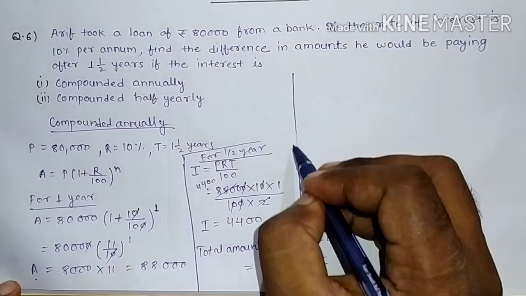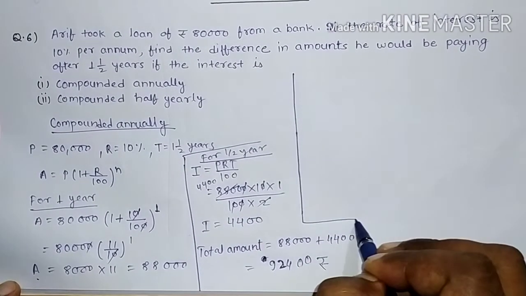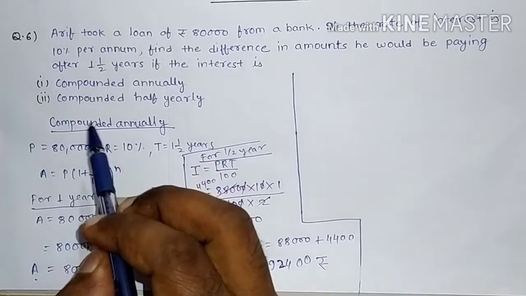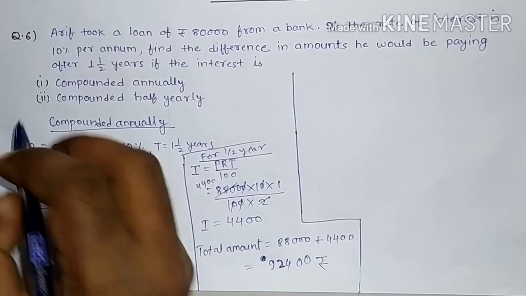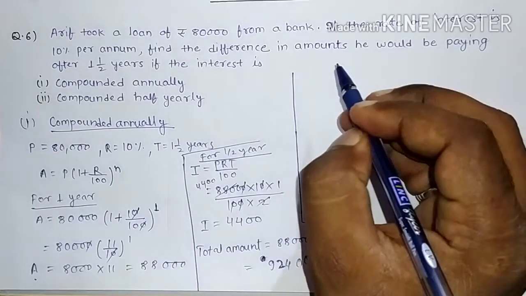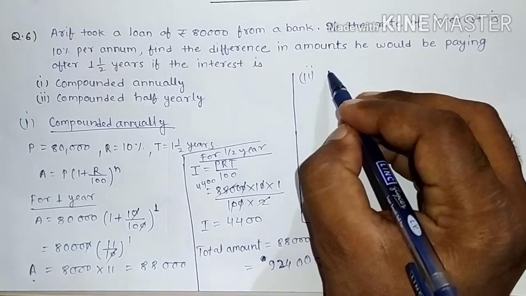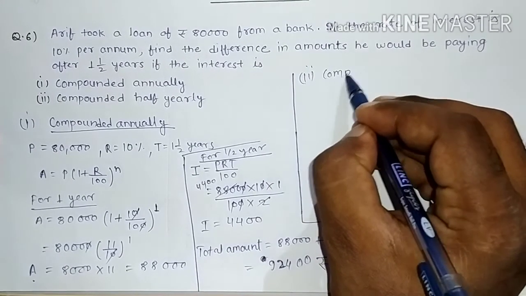Now when interest is compounded half yearly, this is the second part. Compounded half yearly.